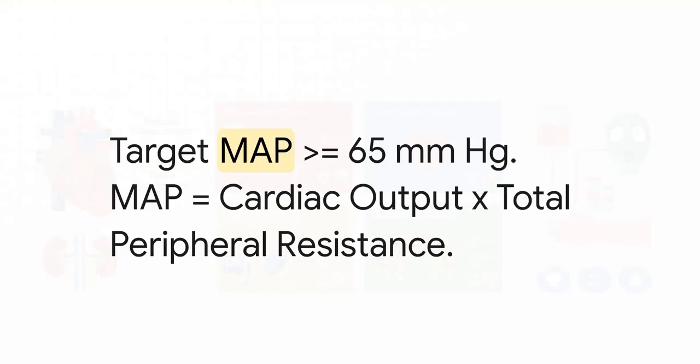To really grasp perfusion, we gotta look at the math. It all boils down to mean arterial pressure, or MAP, which is cardiac output multiplied by total peripheral resistance. In a clinical setting, you know the drill. Current guidelines tell us to target a MAP of 65 millimeters of mercury or higher. That's the magic number to ensure those organs are actually getting perfused.